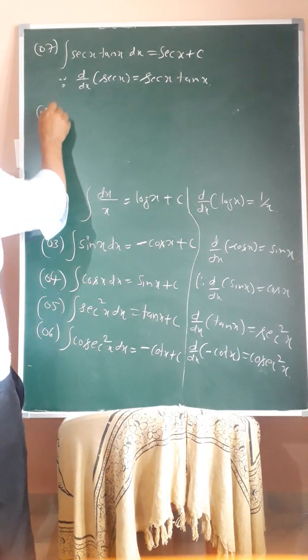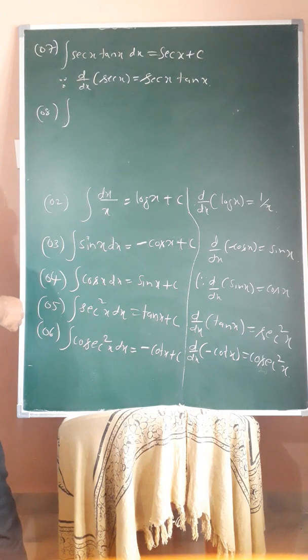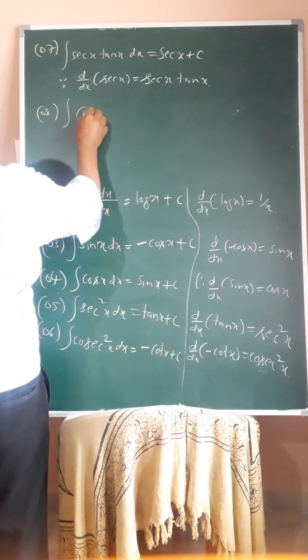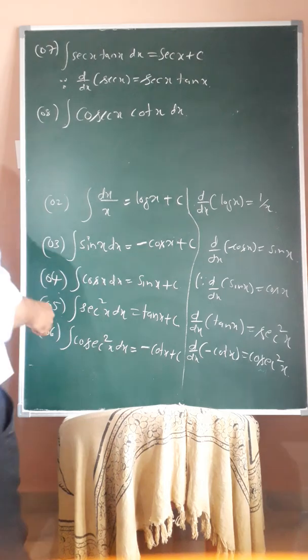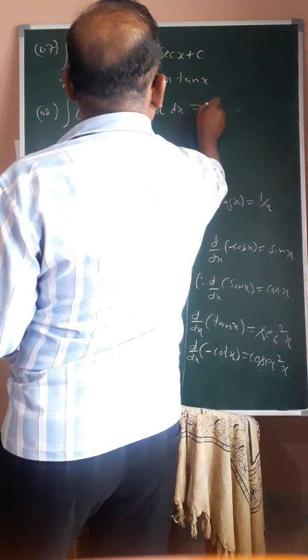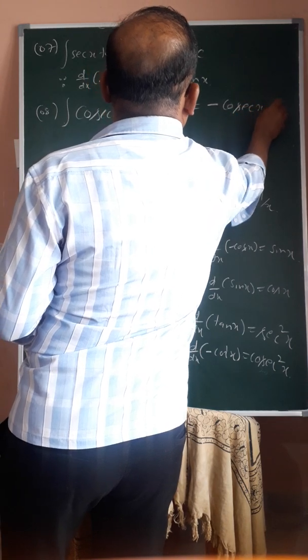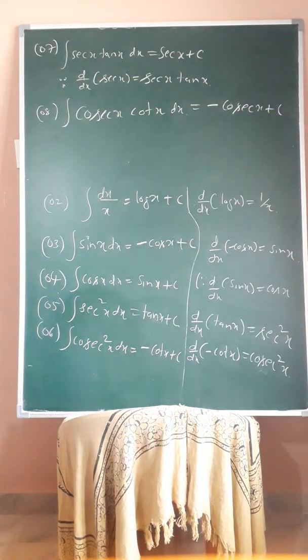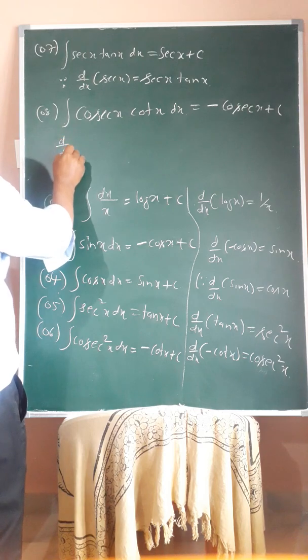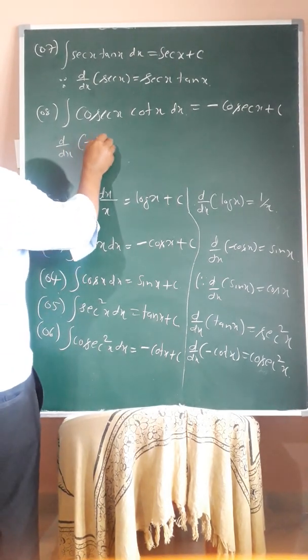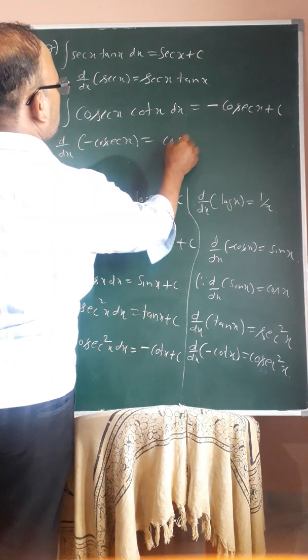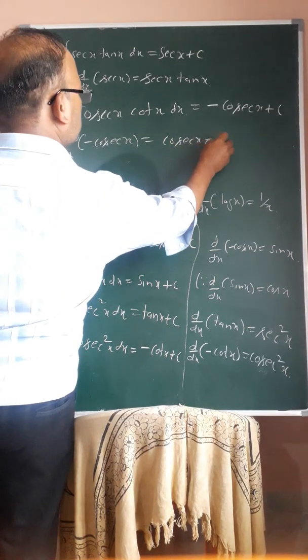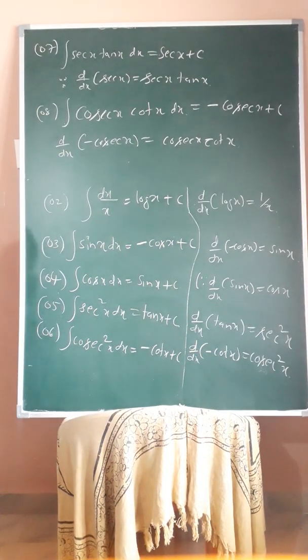Next, eighth one, integration of cosecant x cot x dx is equal to minus cosecant x plus c. Reason: d by dx of minus cosecant x is cosecant x cot x.